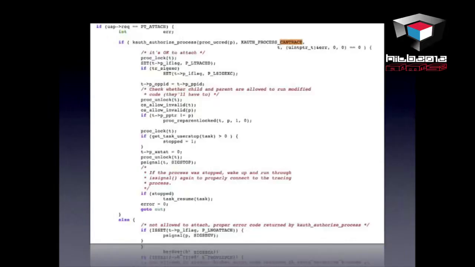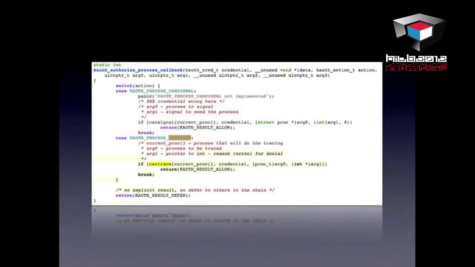So this is just showing you that ptrace doesn't really have any sort of sandbox checks in it. The only check that it does for authorization is kauth authorized process, this call right here. And the source of this function is right here. And for kauth process cantrace, which is what the previous function called, it just calls this function cantrace.